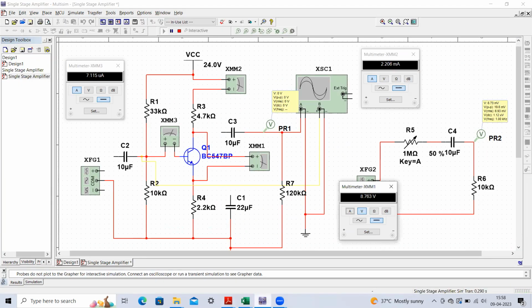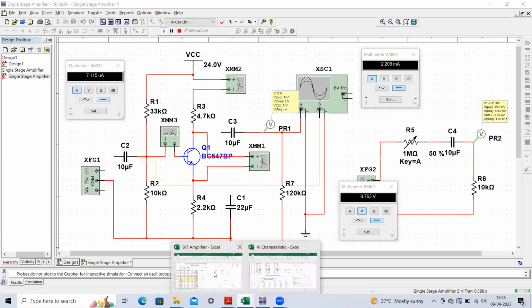So you have to ensure what these values should be. Otherwise, whenever you make an amplifier, you may not get the proper output, right? So this is what you have to first ensure. These values I have already noted down.